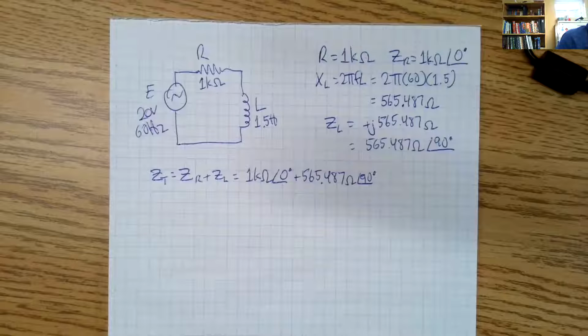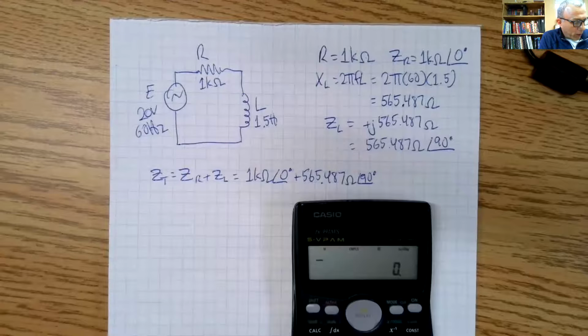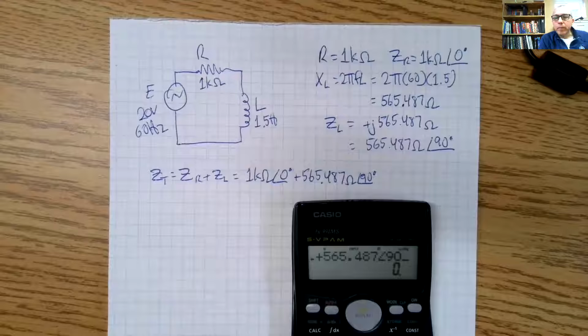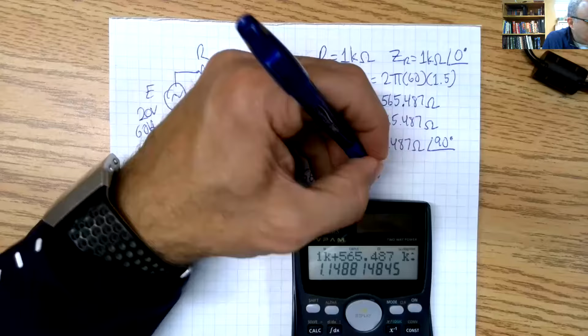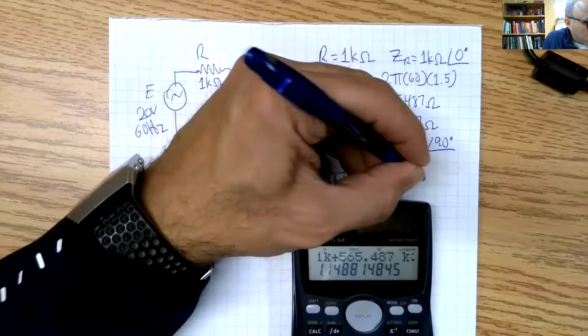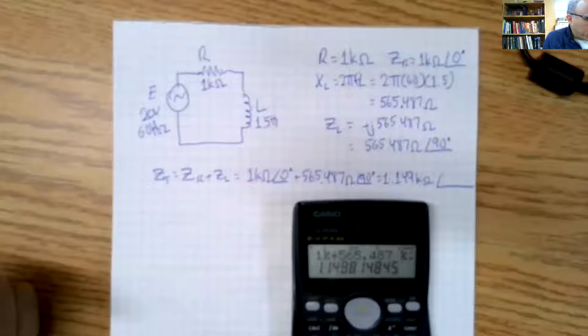So if I was to do that on my calculator, if you remember, I would do 1K plus 565.487 at an angle of 90 degrees. And that gives me an answer of 1.149K at an angle of shift equals 29.49 degrees.